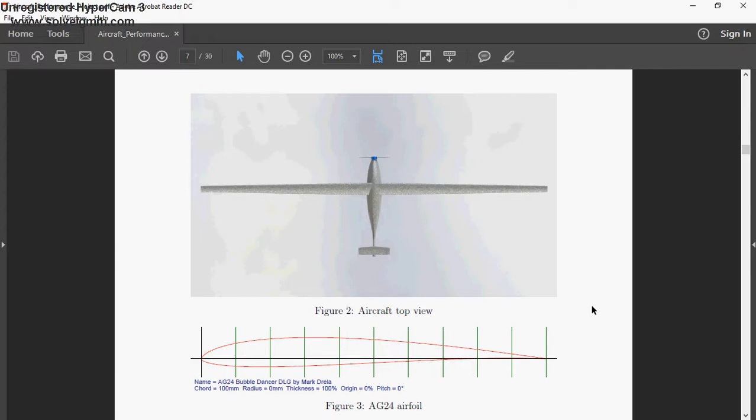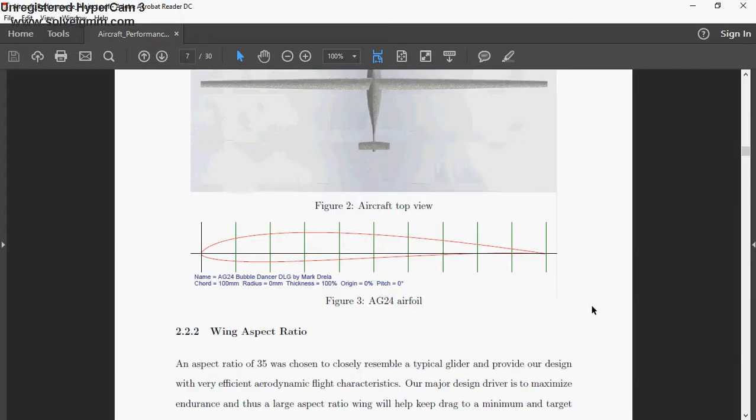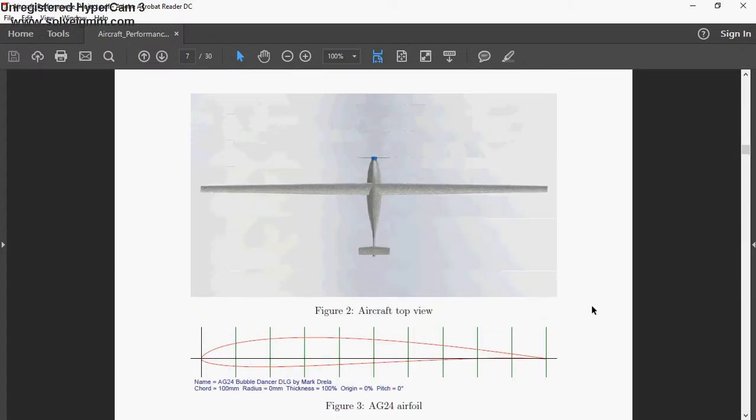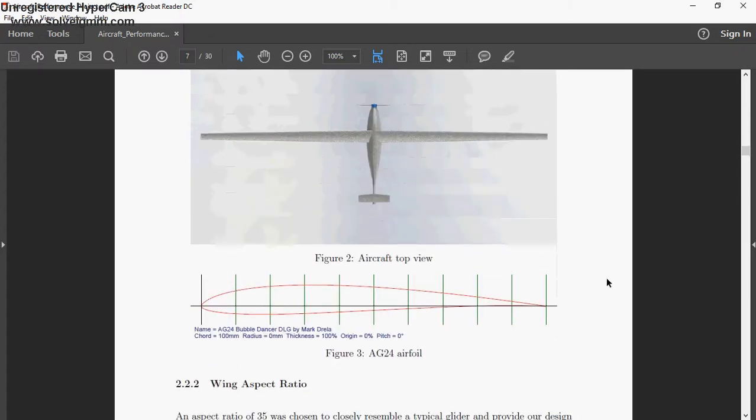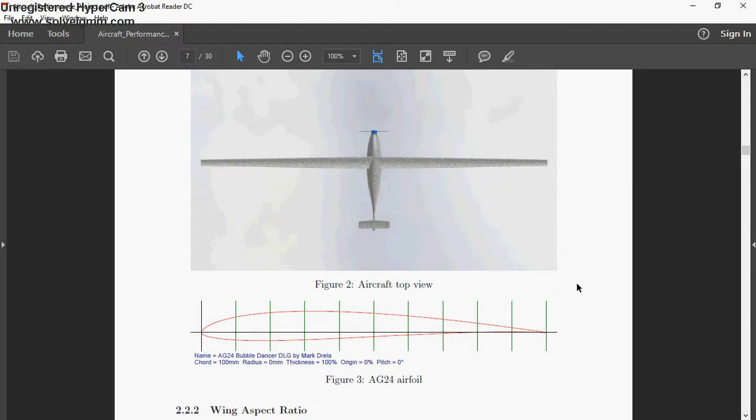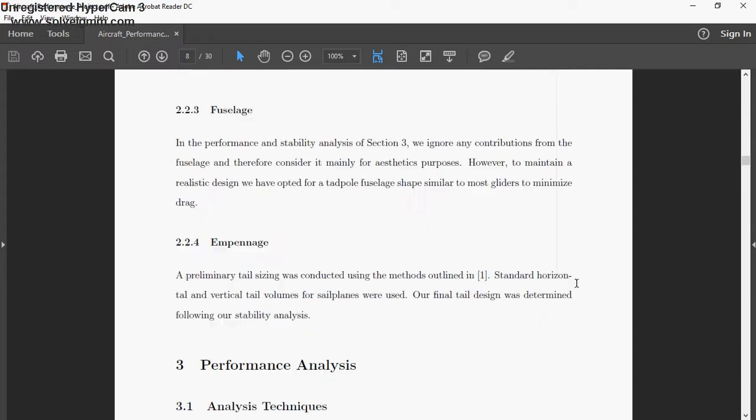So we opted for a more appropriate option suitable for a glider and ended up choosing the AG24 airfoil developed by Mark Drela. It's a commonly used airfoil in RC gliders and provides a design with a sufficiently large CL over CD ratio. For wing aspect ratio, we decided to go for a value of 35, which was chosen to closely resemble a typical glider and provide our design with very efficient aerodynamic flight characteristics. Our major design driver is to maximize endurance, and so a large aspect ratio will help to keep drag to a minimum and target the minimum power condition for endurance.